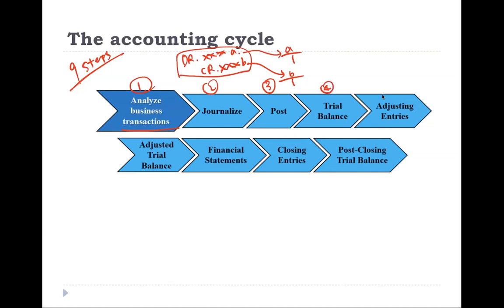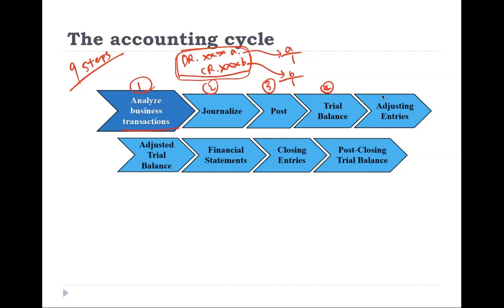And step 4 is a trial balance. So what is a trial balance? Here, this journal entry just touches upon 2 accounts, account A and account B. And we may have a lot of other business transactions occur during the year, and those transactions touch upon some different accounts, and also account A and account B repeatedly.